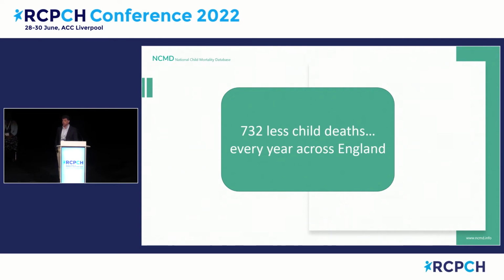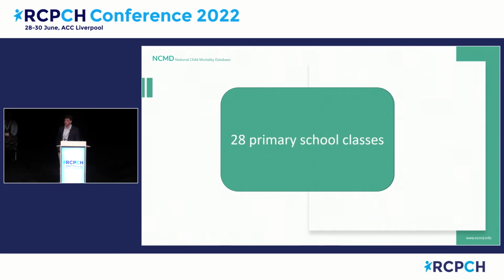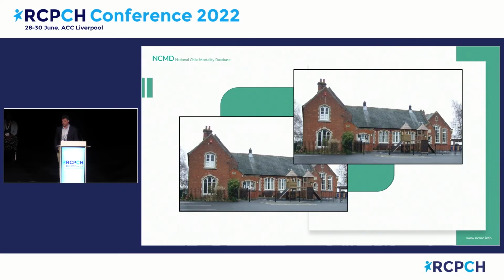Now, in context, that's 732 fewer child deaths every year. That's 28 primary school classes every year. That's 2 complete primary schools every year of children who wouldn't die if the children in the more deprived half of our population had the same risk as those in the less deprived half.